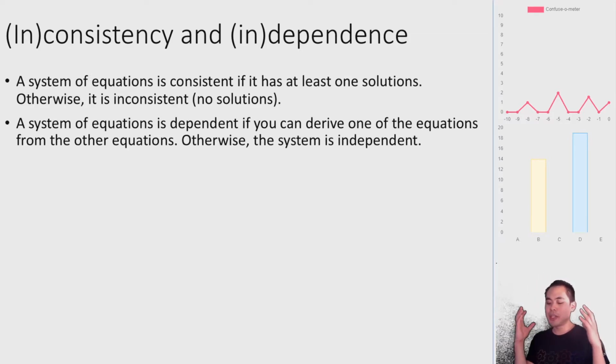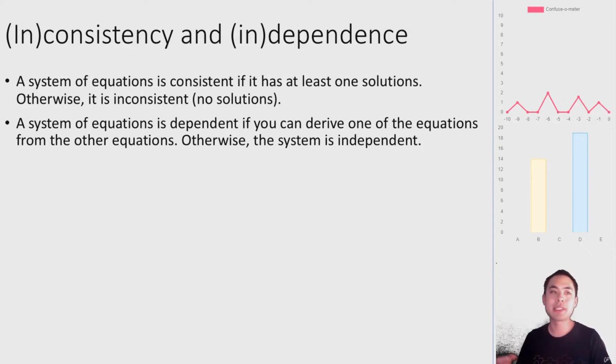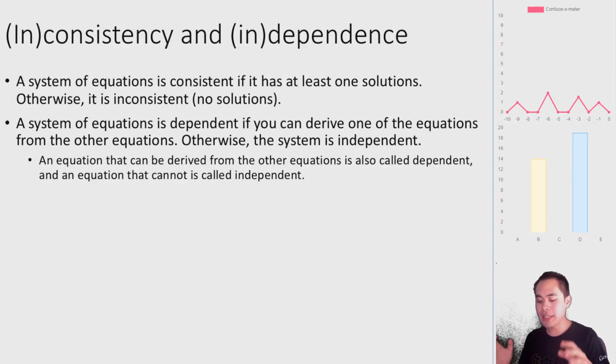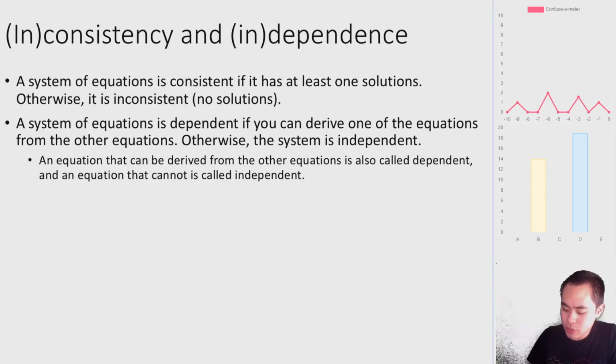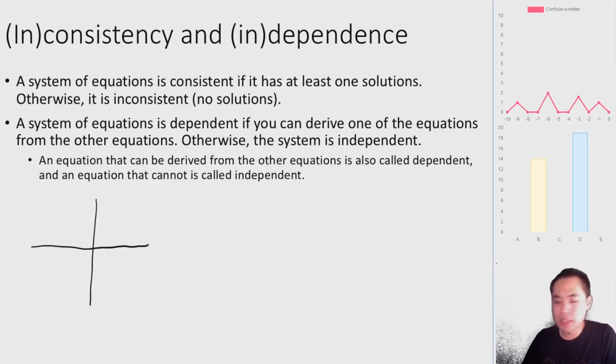And then you also have this idea of dependency. A system of equations is dependent if you can derive one of the equations from the other equations. Otherwise, the system is independent. Sometimes you'll also say that an equation in a system is dependent or independent if it has the same properties. So let's see what this means in practice. Let's go back to our example again of several different things. So sometimes you'll have two, actually, let me draw specific lines.